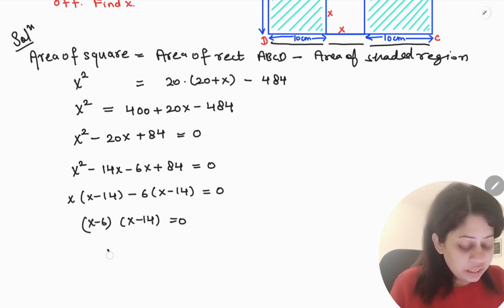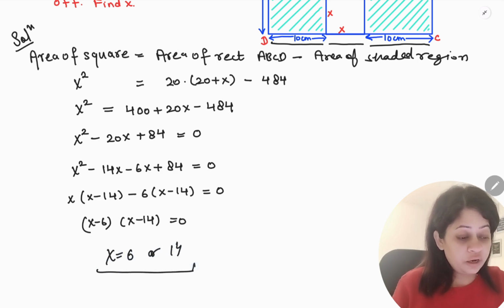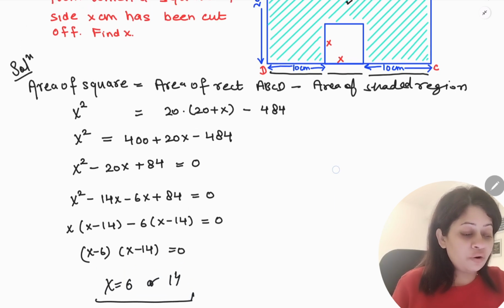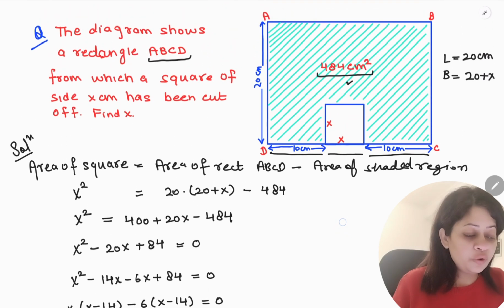So x can be either 6 or 14. Both options are possible here. Okay, so x is either 6 or 14. I hope you understood this.